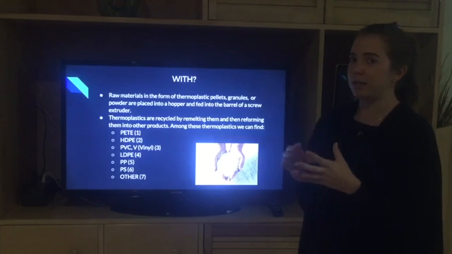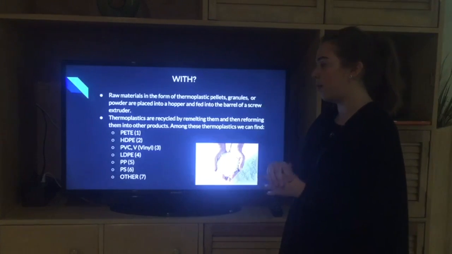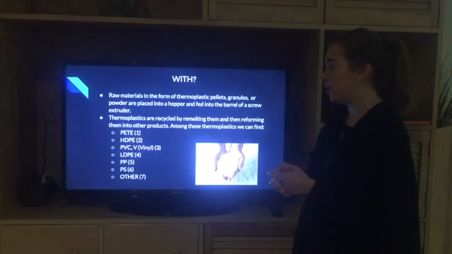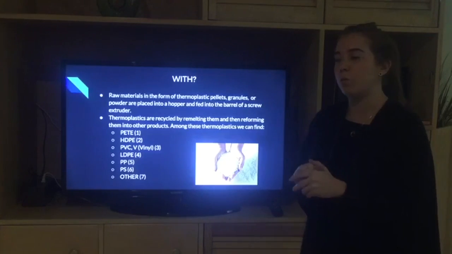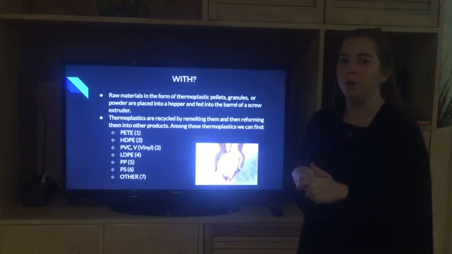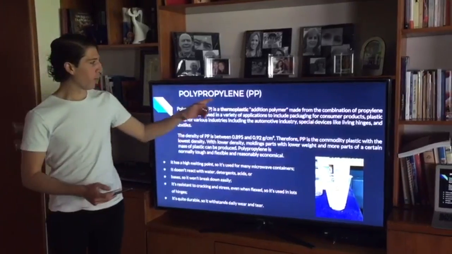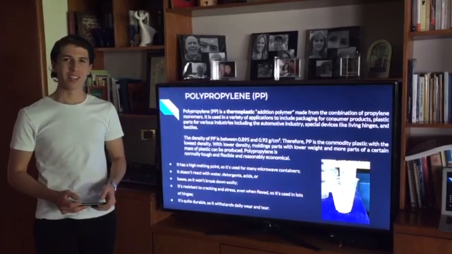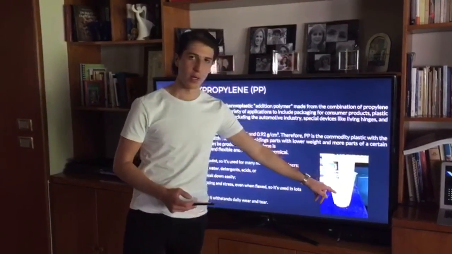Among these thermoplastic materials, we can find PETE, HDPE, PVC, LDPE, PP, which is the one we actually used in this workshop, which is polypropylene, and PS, and many others. Polypropylene was the plastic used for the injection molding machine. Here we can see an image of the polypropylene.